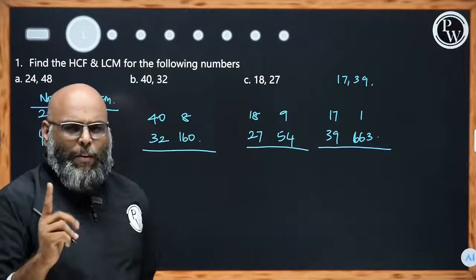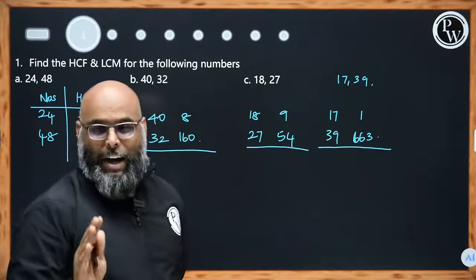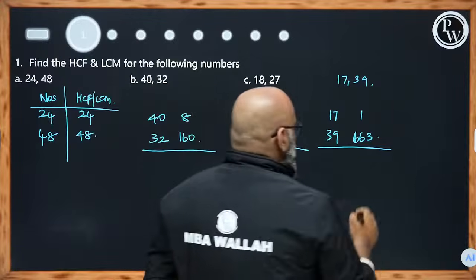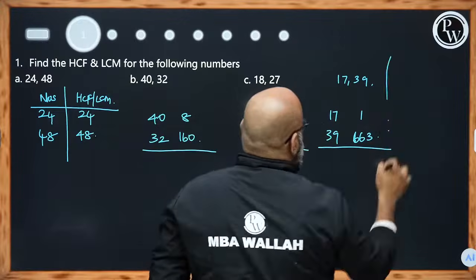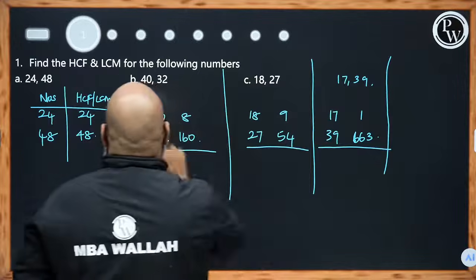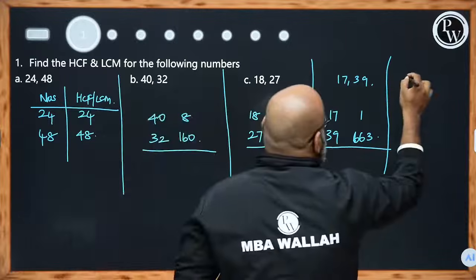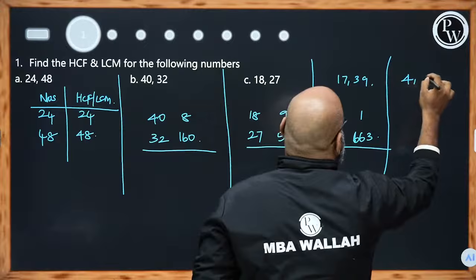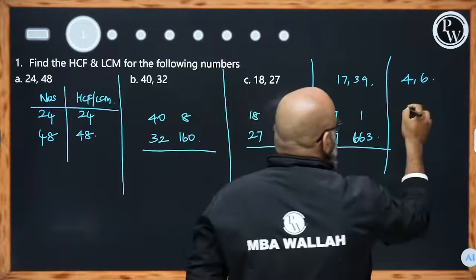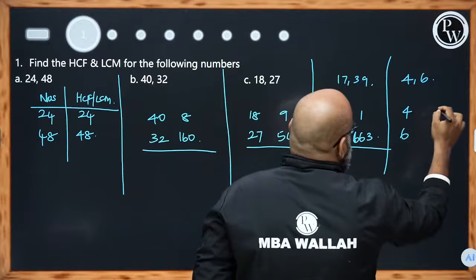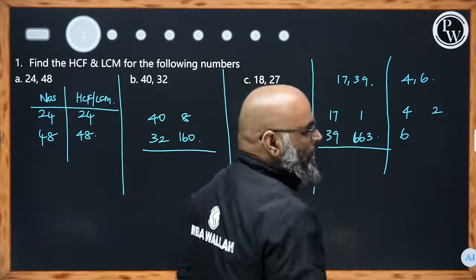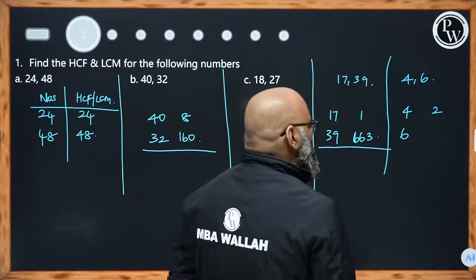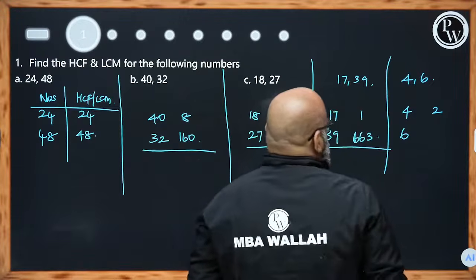I want to give you one easy number so that we can see if there is a connection. 4 and 8. I want to take one more. 4 and 6. So 4, 6. HCF is 2. 2 is the largest number that divides both the numbers. LCM is 12.